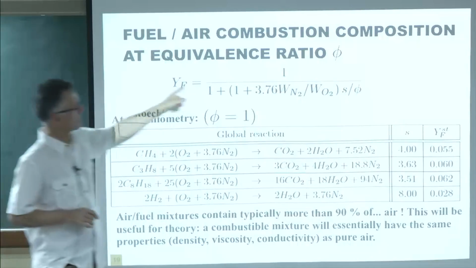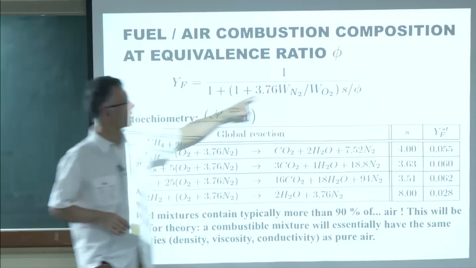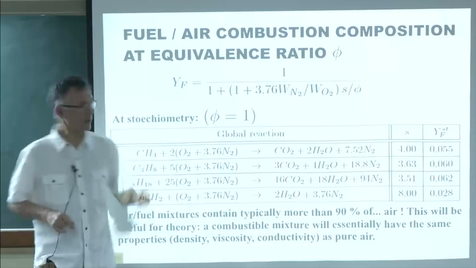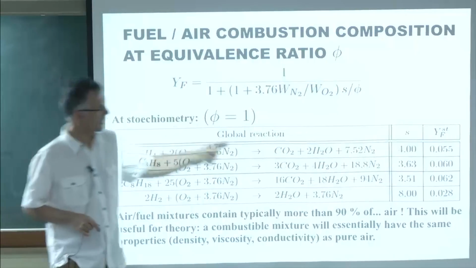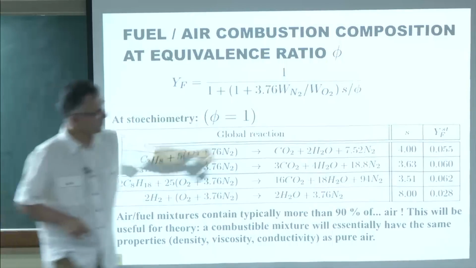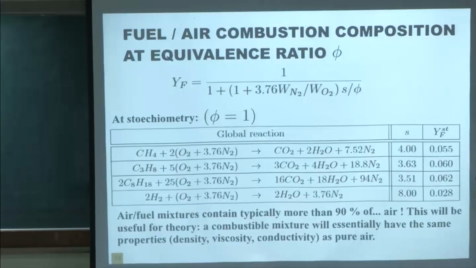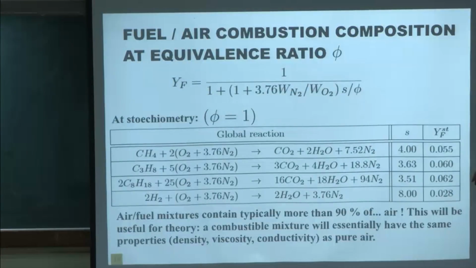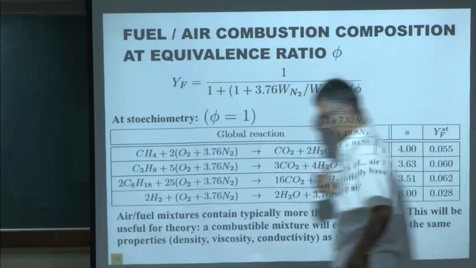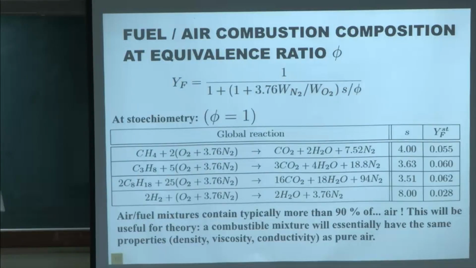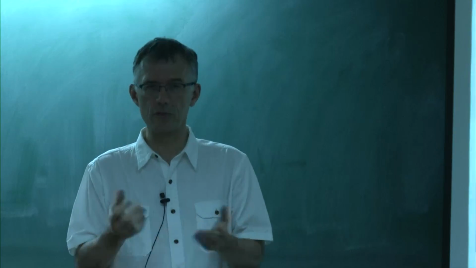If you run the numbers, so that this is 28, this is 32, and you do it at stoichiometry, using phi equal to unity, for different fuels, this is what you find for the stoichiometric fuel mass fraction. Just to take one example, methane, the classical one: the methane mass fraction in a mixture of air and methane is 5.5%, which is really small.